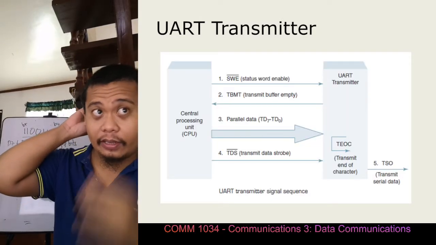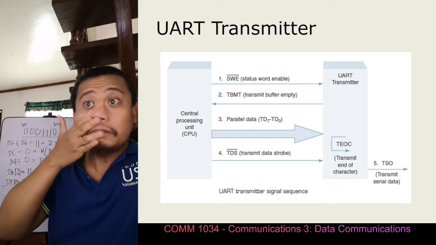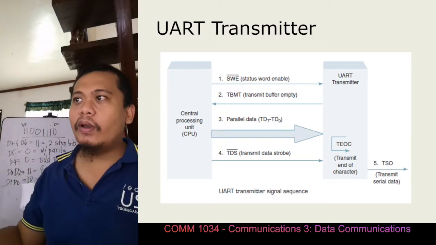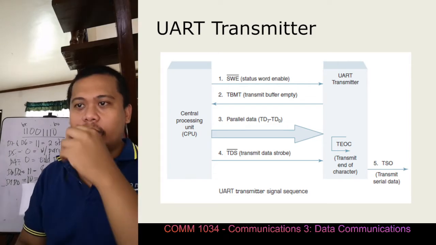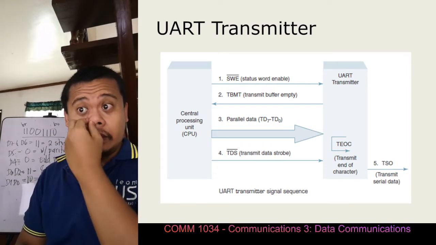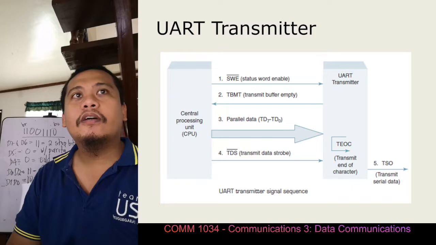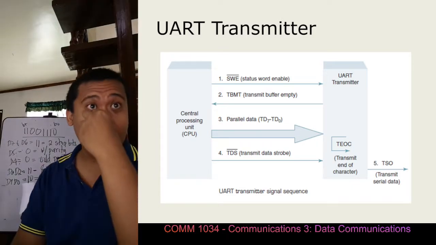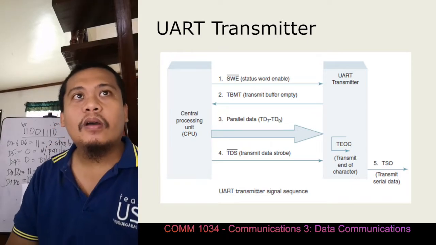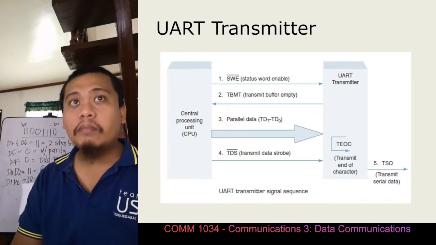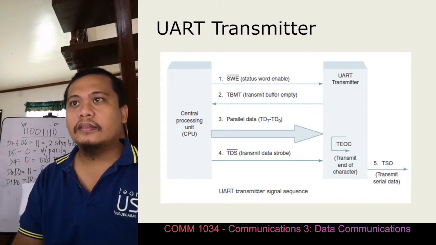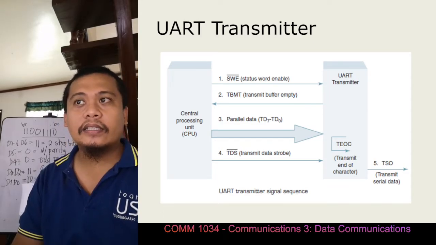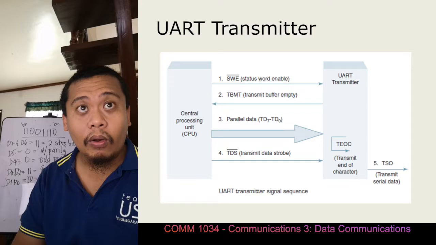Okay, so ganito tayo class, no? Design natin. So we have the CPU and UART transmitter. So ano ba yung pwede mangyari dito? Okay. So figure shows the signaling sequence that occurs between CPU and UART transmitter. So the receipt of an active status word enable. Okay. So tatanungin nung magsisend yung central processing unit natin ng status word enable.